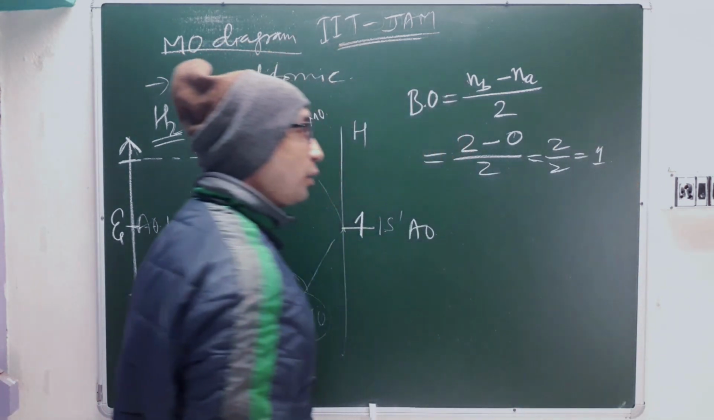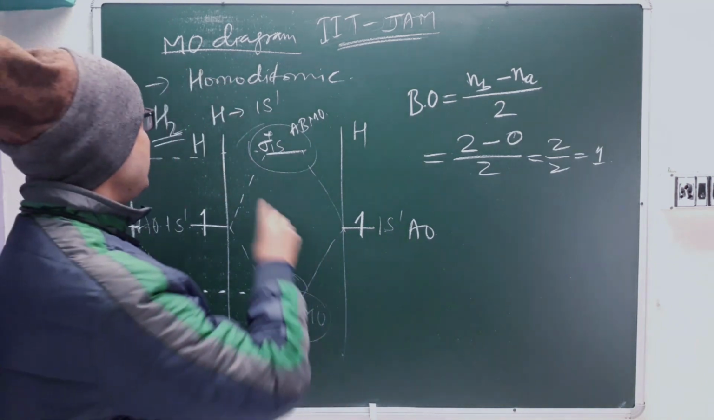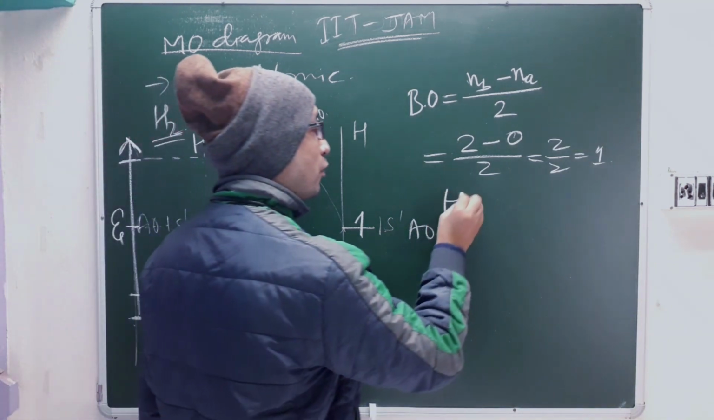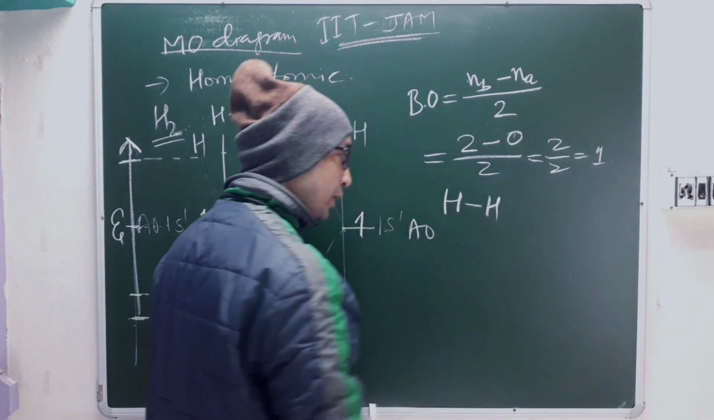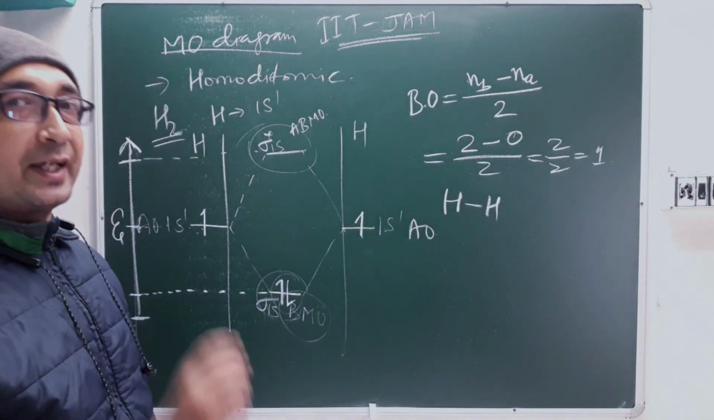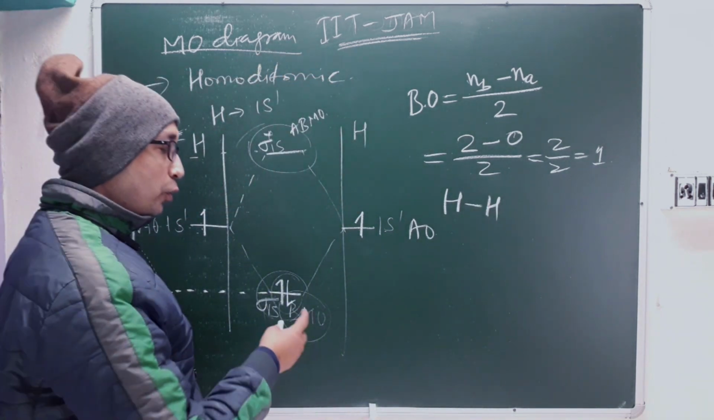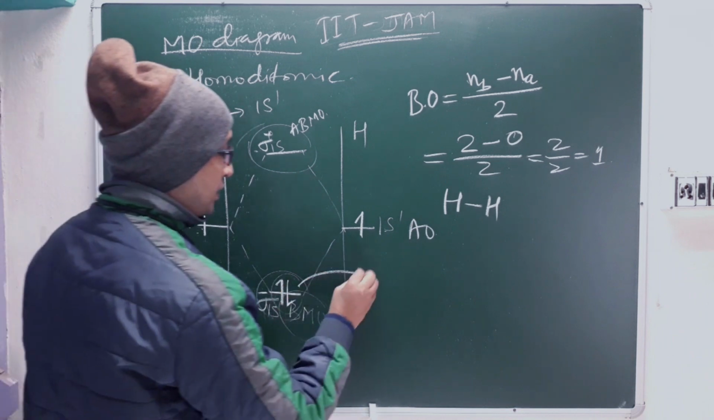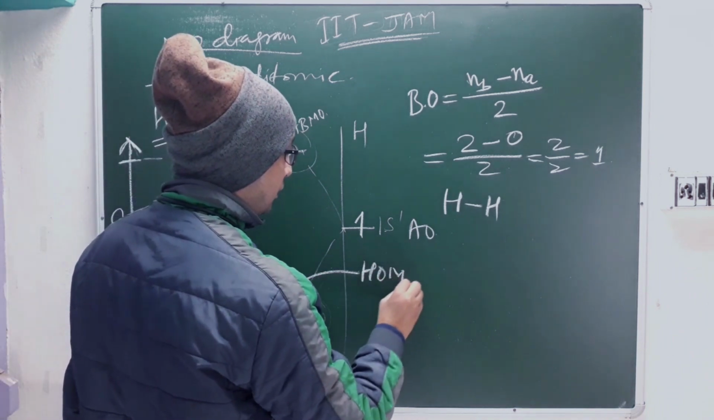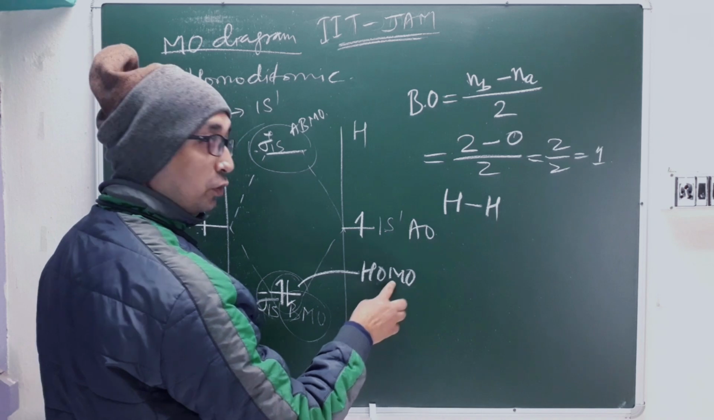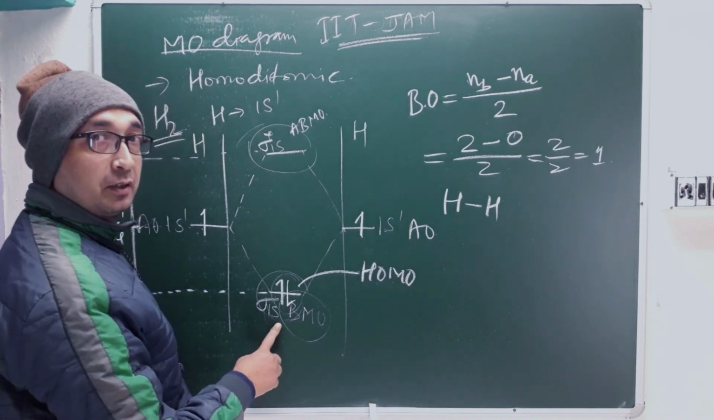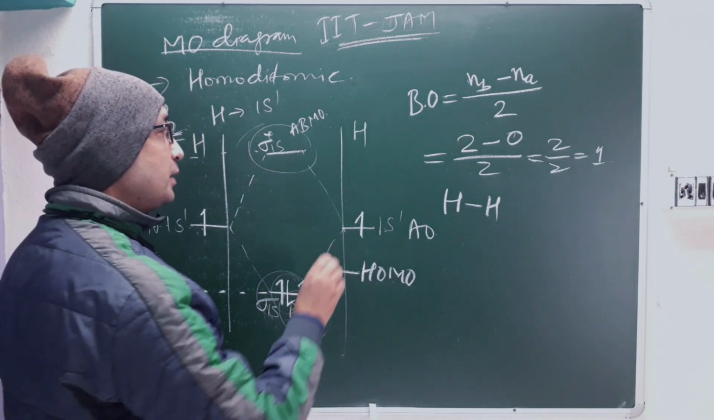So now we came to know that between the hydrogens there is only one bond, and the hydrogen molecule is existing. What is the HOMO for this hydrogen molecule? This one is the HOMO, the highest occupied molecular orbital, sigma 1s, right? And what is the LUMO?